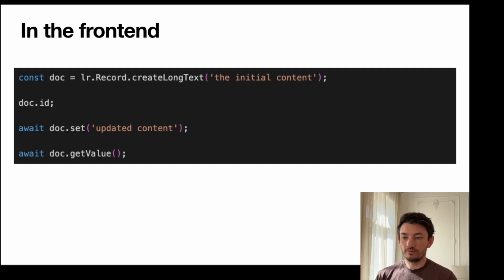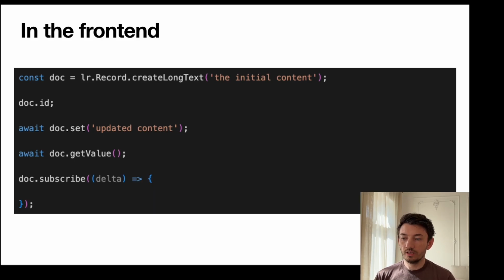Further, you can get the value. With this getValue method, you can receive the current value of that document. And you have a subscribe method. Whenever some other user changes that document, your user will receive a notification with the exact delta that has been changed on the document. And you can apply this delta to, for example, your editor.